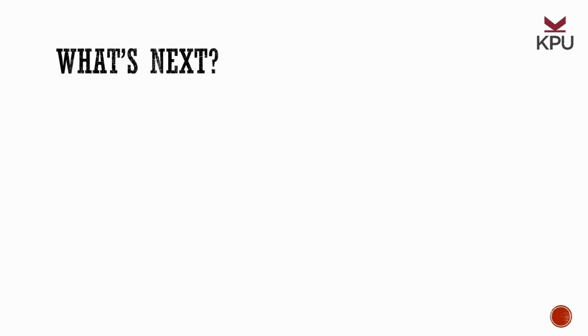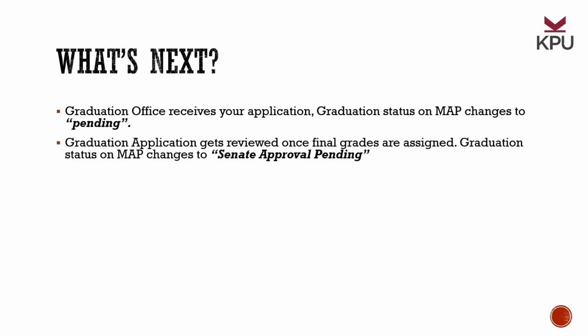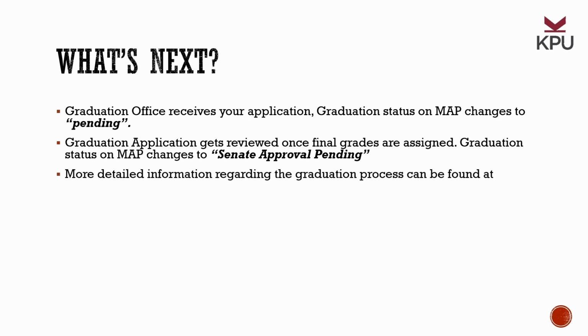Now that you have submitted your graduation application, you may wonder what happens next. Once the graduation office receives your application, your graduation status will change depending on my action plan. After your final grades come out, the graduation department will assess your application, and if you are deemed eligible to graduate, you will be assigned a graduation date and your status on my action plan will change to Senate approval pending. You will officially graduate on the graduation date assigned to you. For more detailed information on the graduation process, visit kpu.ca/graduation.